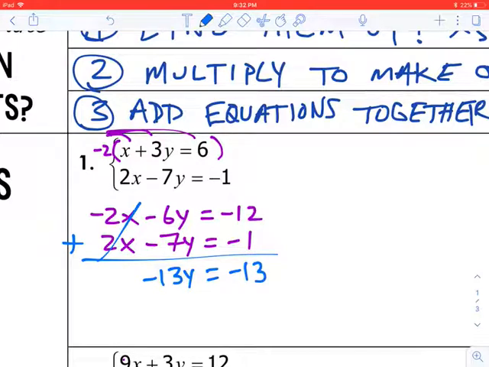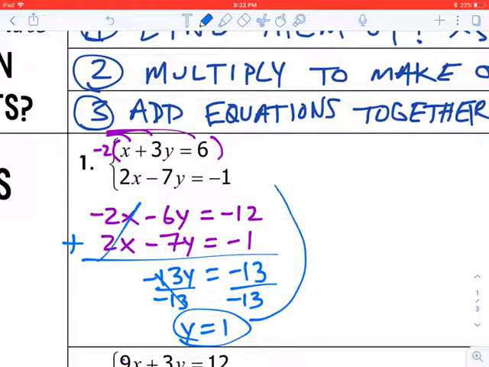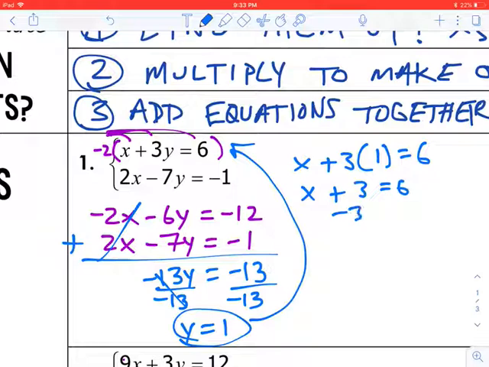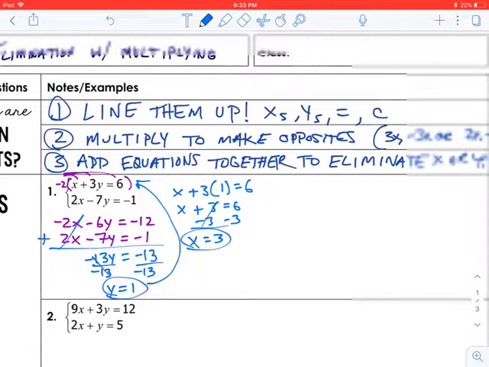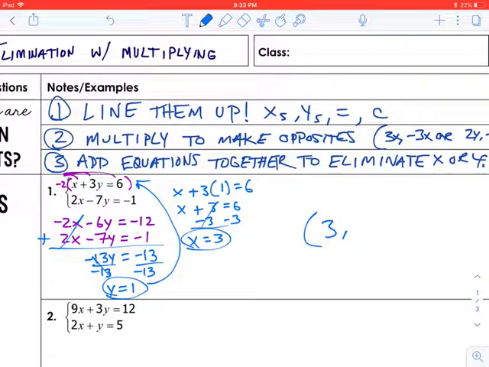And now I solve. So divide by -13. Negative divided by negative is +1. And so I've got my first one, and now all I have to do is plug it back in. So I'm going to just choose the top one because it looks a little easier. So that's x plus 3 times 1 equals 6. So I just plugged in 1 for y in the top equation. So that's x plus 3 equals 6. Subtract 3. I get x equals 3. And so my final answer, x comma y, 3 comma 1.